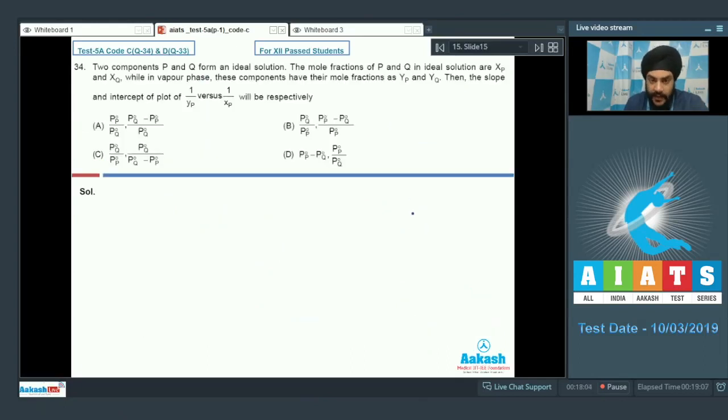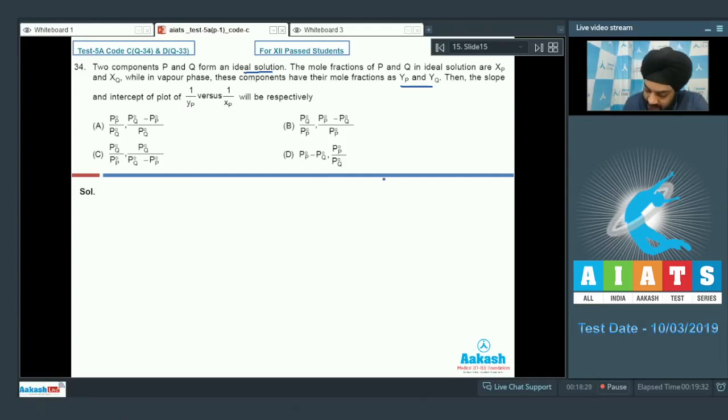Question number 34. Two components P and Q form an ideal solution. The mole fractions of P and Q in their ideal solutions are XP and XQ, while in the vapor phase, these components have their mole fraction as YP and YQ. Then the slope and the intercept of the plot 1 by YP versus 1 by XP will be respectively.